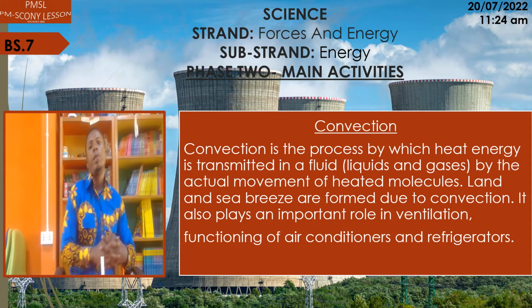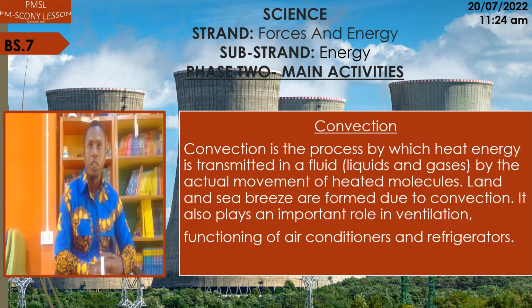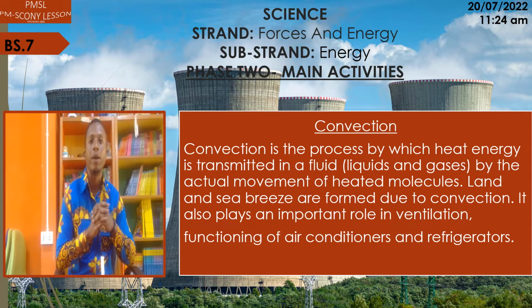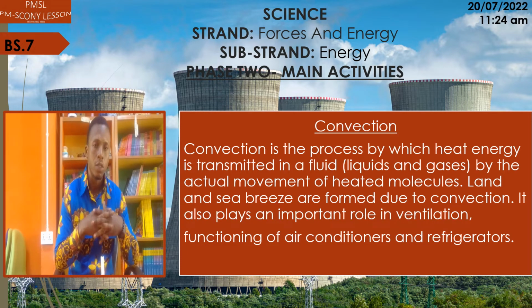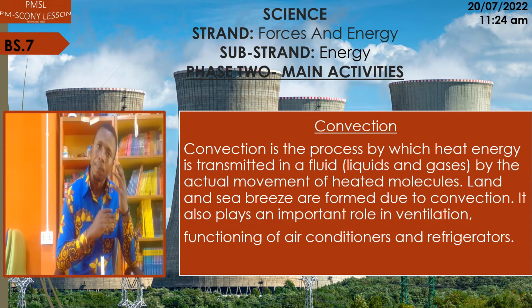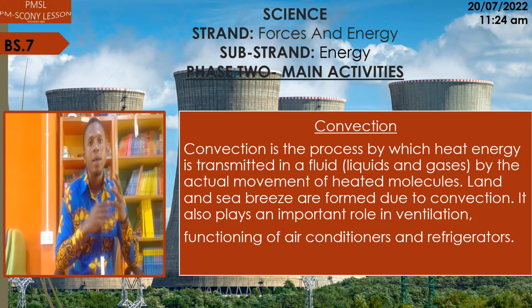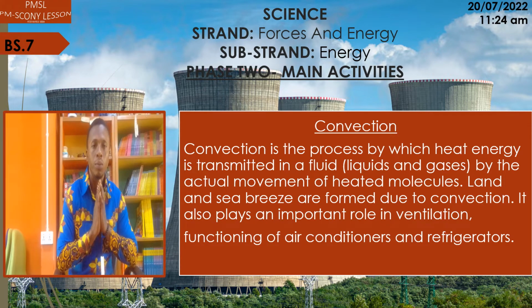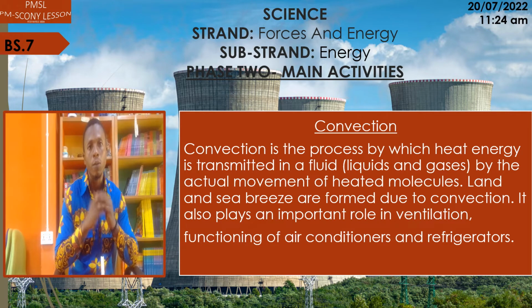So we are continuing with the application of convection. How do we apply convection in our daily lives? Very good. One, the land and sea breeze follows the principles of convection. When the sea is hot, the land is cold. When the land is hot, the sea is cold. So the land and sea breeze is formed following the application of convection.